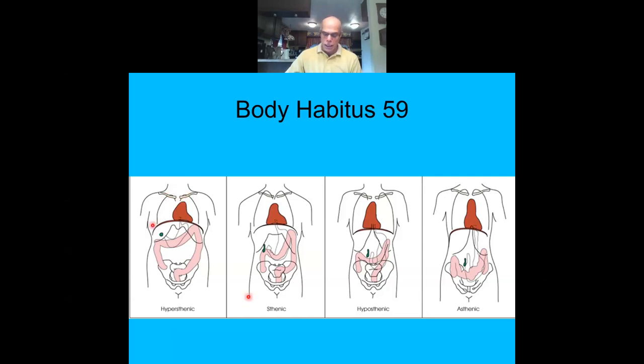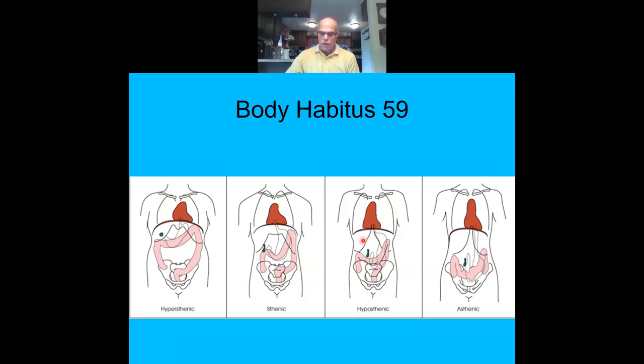When you get to your sthenic population, this is 50% of the population. You're going to see that you have quite a bit of the apex, and this is called the superior aperture of the thoracic cavity. We'll talk about that in just a minute. But this lung is actually being pushed up above the clavicle and through the upper portion of the rib cage. Okay, so that's your sthenic patient. You have your hyposthenic patient, which is 35% of the population.